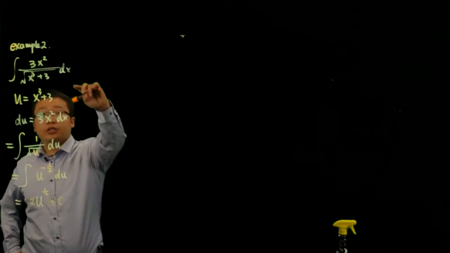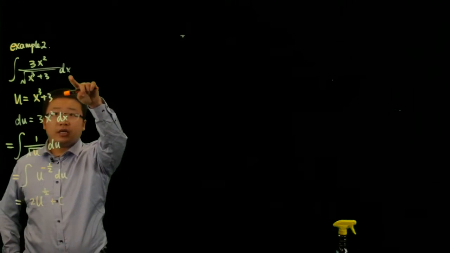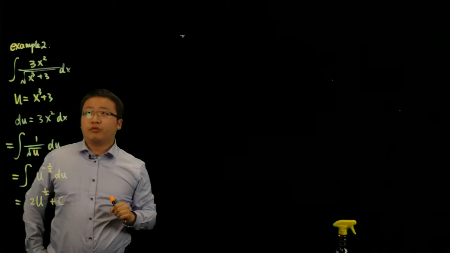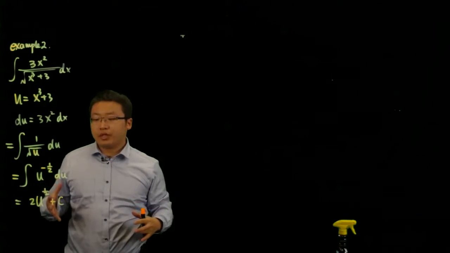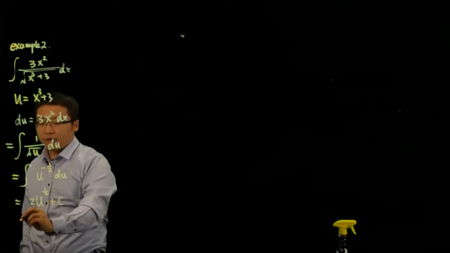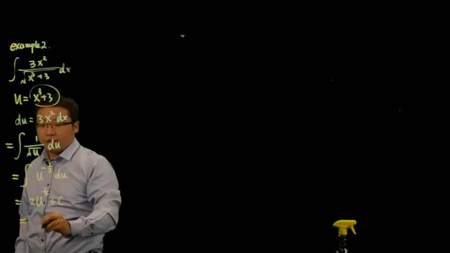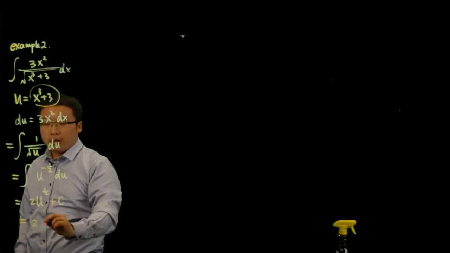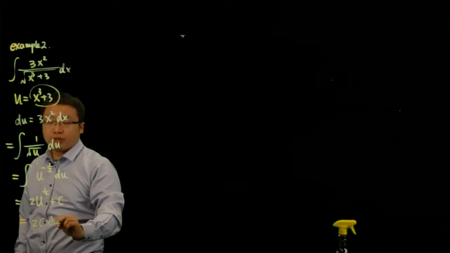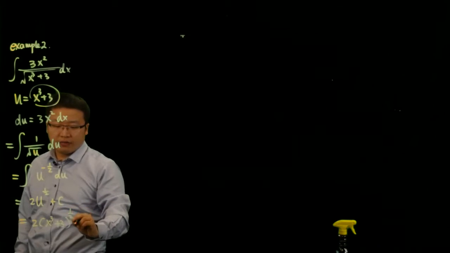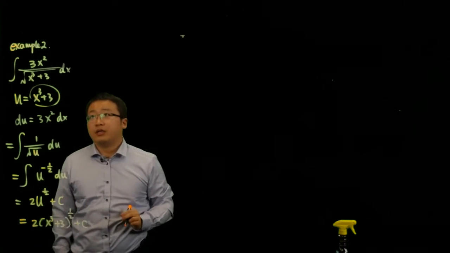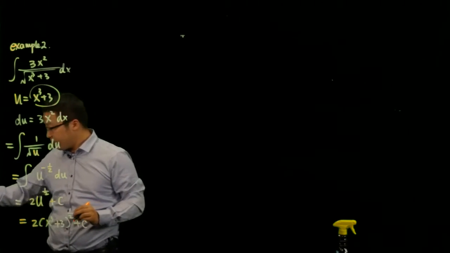Again, this is the question. The original question is taking the integral with respect to x. You should end up with something in terms of x, and now you're having a u. You want to plug whatever your assumption was back into the question. So that is 2 times (x to the third plus 3) to the power of 1/2 plus c. And that's done with that.